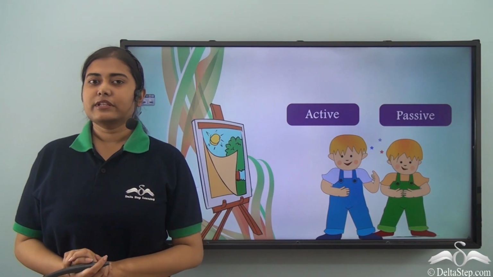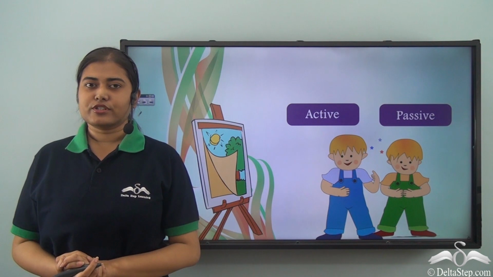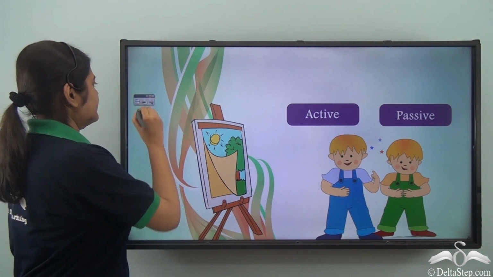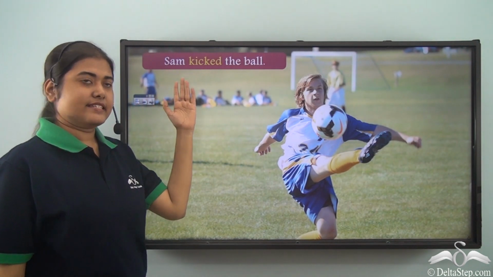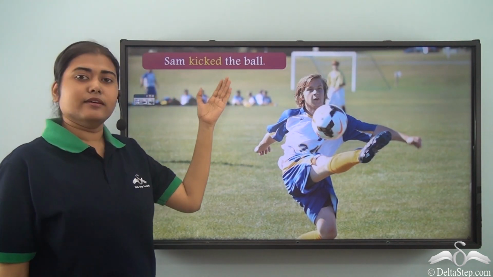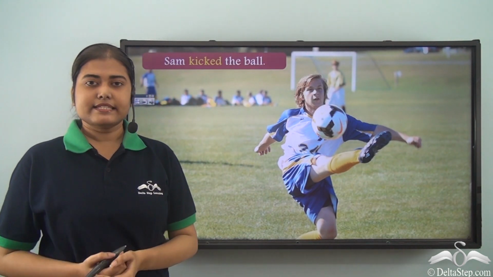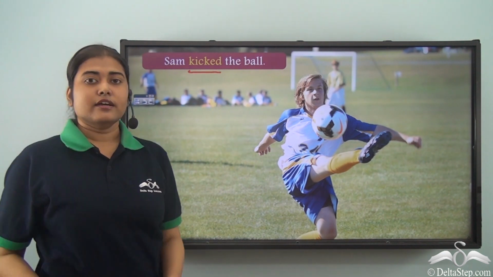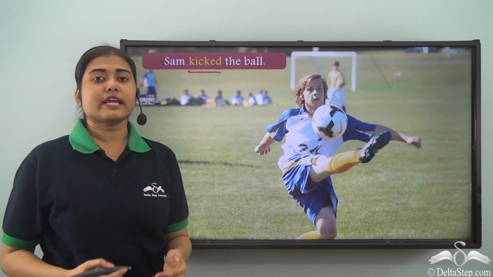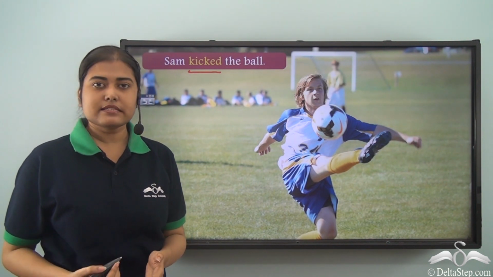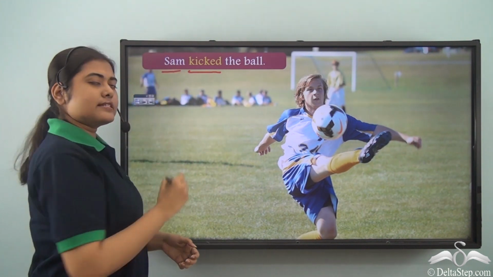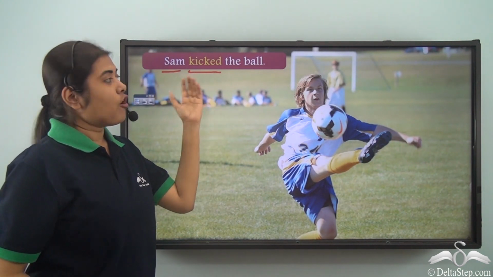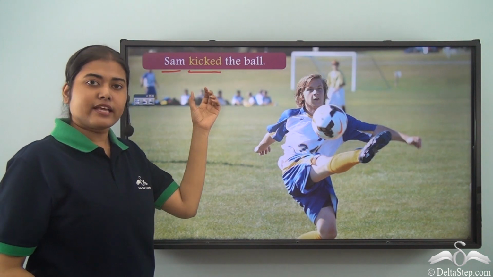Today we are going to learn about something very important. What is it? Let us see. Now here the sentence is Sam kicked the ball. So in this sentence, what is the verb? Kicked. Now if I ask who kicked the ball, what is my answer? It is Sam. So Sam is doing this action or performing the action of kicking the ball.